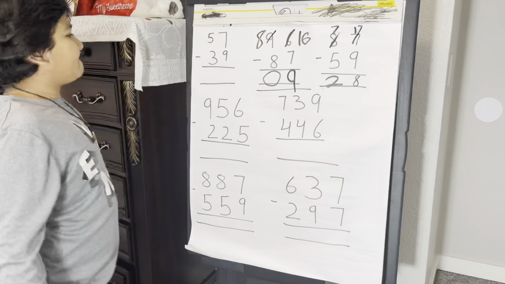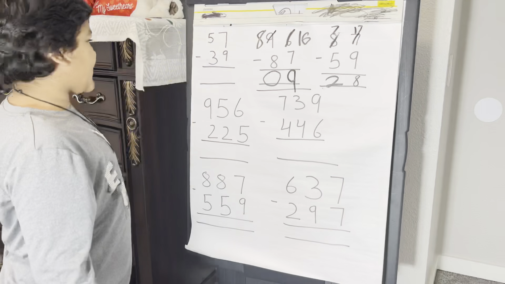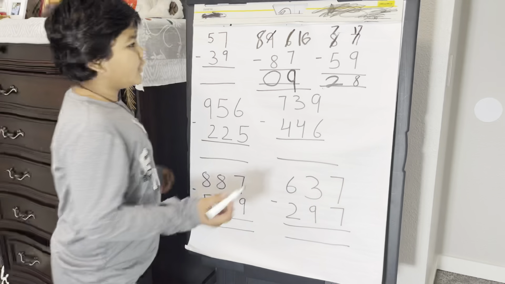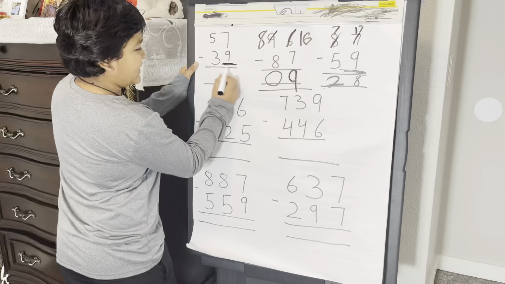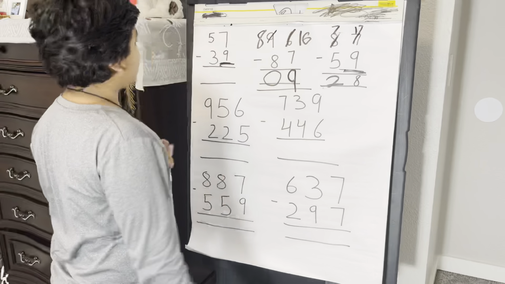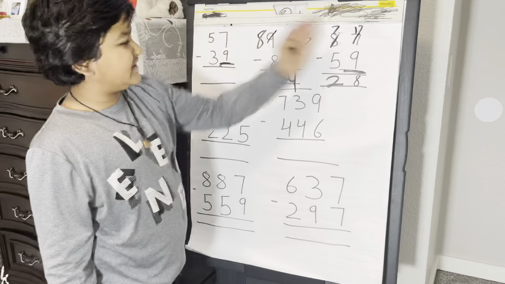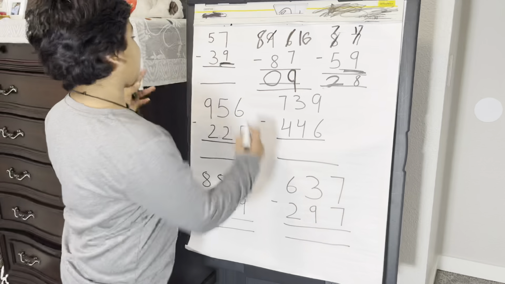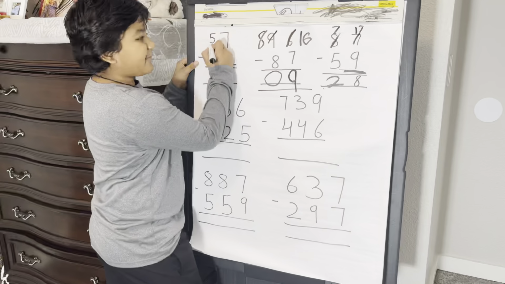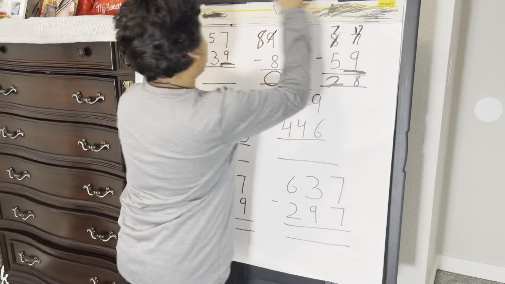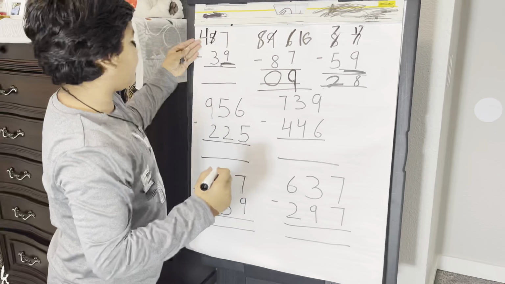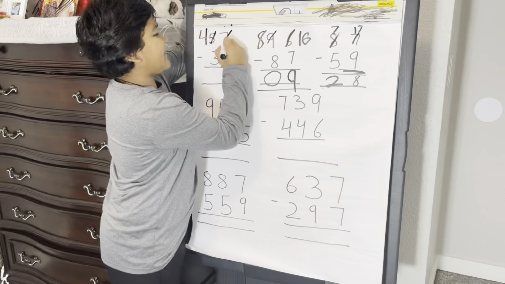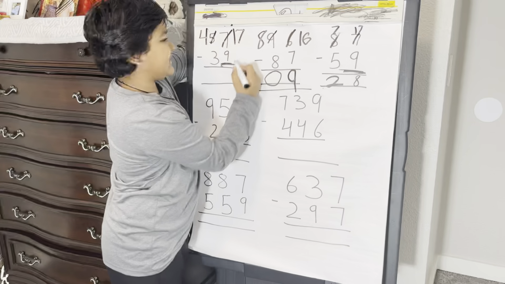And now this, 7 minus 9 can't do it. We did the same exact thing here, and now we're gonna do the same exact thing here, except that's not gonna be a 7, and that is gonna be a 17. Because there's a 5 and that's an 8. So that would become 7, and this would become a 4. So that's a 4, and then this 7 turns into 17.